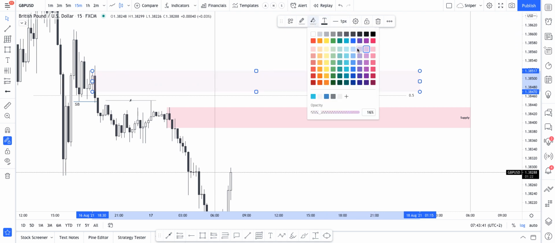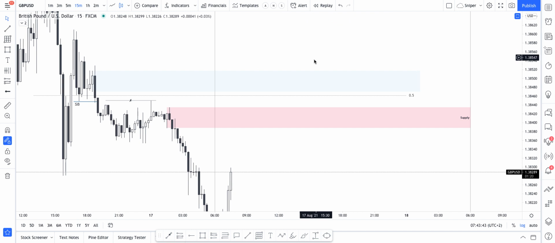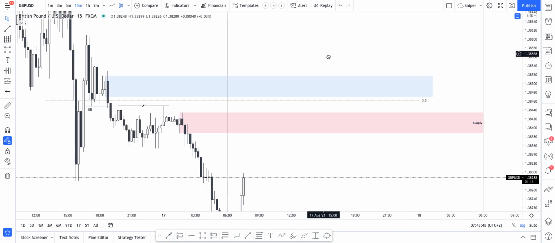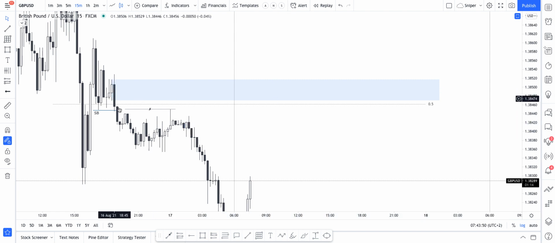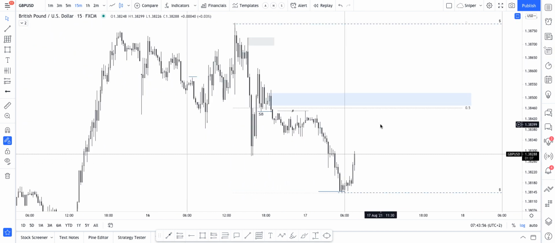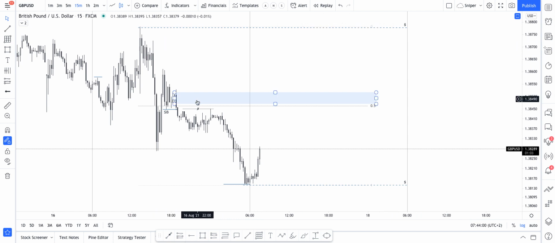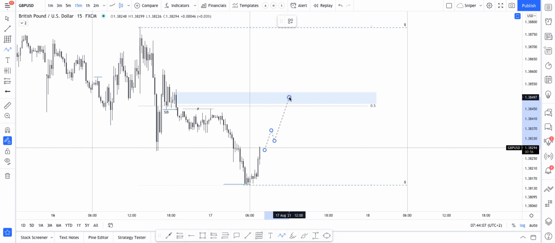I don't know why it's pink. Let's just use blue. But blue may be difficult for some to see. So this area does feel better for me. So that's more the extreme point, and it's in the 50%. So I do think that would be for me a better point to look for a shorting opportunity. So looking for price to move up into this area and then possibly looking for a confirmation entry.